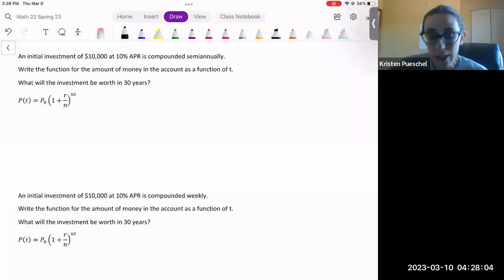Okay, so let's take a look at the power of compounding more frequently. So we've seen that the rate was really important for how much we could make, but how often we calculate our interest also affects how much we make. So we're going to be looking at an initial investment of $10,000 where we make 10% per year. So we are going to be considering this in the case that we compound twice a year, semi-annual.